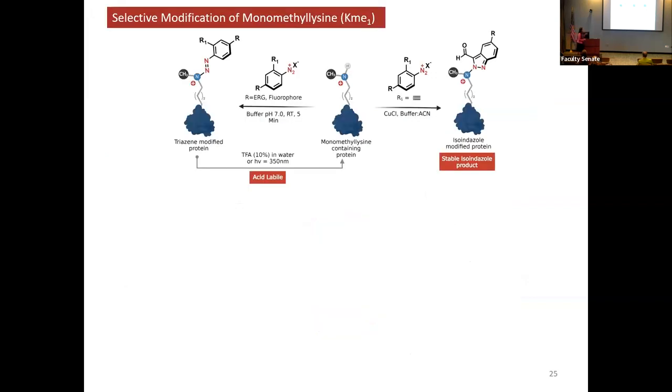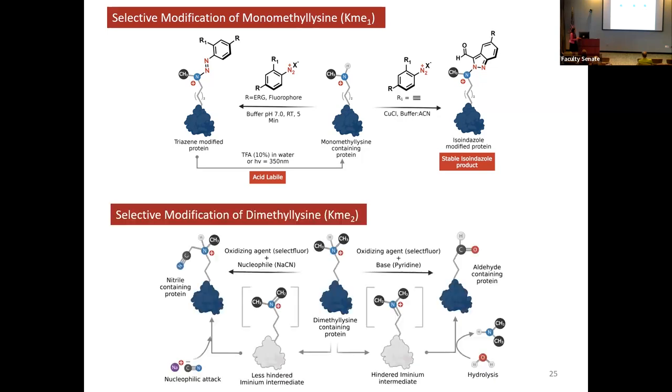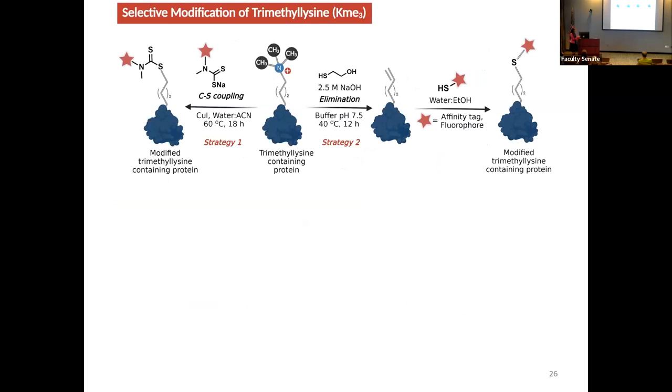I know this is more organic chemistry, but what we have done is we developed a method by which we can convert this NCH3 group to this aldehyde group and an aromatic group selectively without impacting any other amino acid residue. We also developed a method by which we can convert these two CH3 groups to this aldehyde group without impacting any other amino acid and PTM. And in the third method, we are working on developing two different strategies by converting these three CH3 groups to this alkene group or this thiocarbamate group.